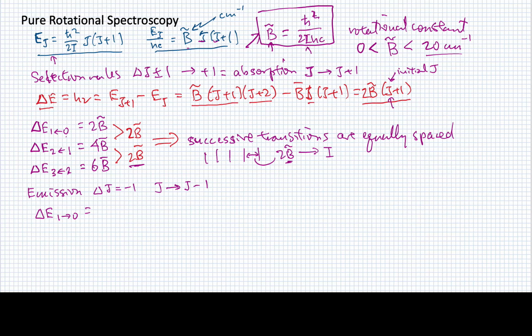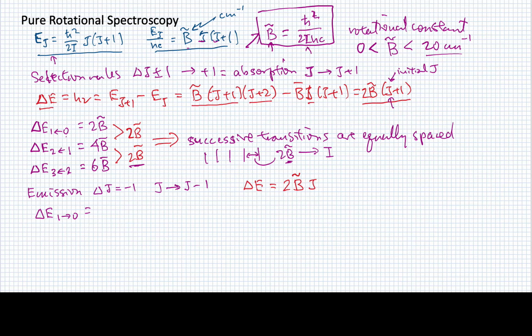So when we look at this type of energy transition, it turns out that the delta E that we calculated above, and I'm going to let you work through this exercise, you can show that this delta E for this emission now is not going to be equal to 2B times J plus 1. It's going to be equal to just 2B times J.